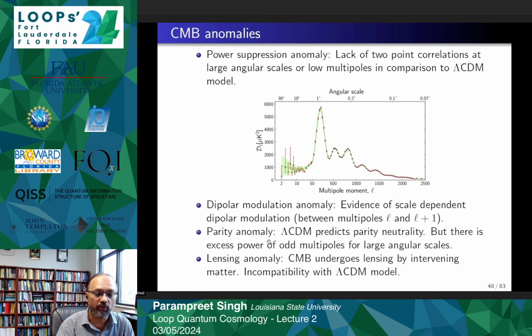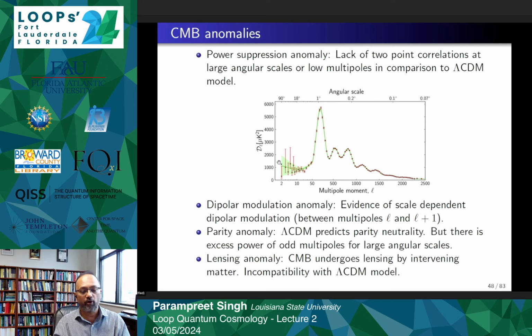There is also a parity anomaly. The lambda CDM predicts parity neutrality when you're looking at different angular scales, but there is an excess power at large angular scales. If you look at the even multipoles, they are lower, but then for the odd multipoles there is an excess power, as you can see from here.